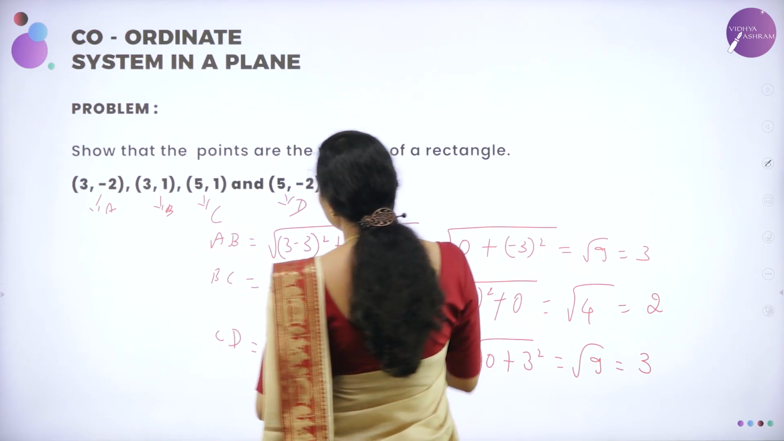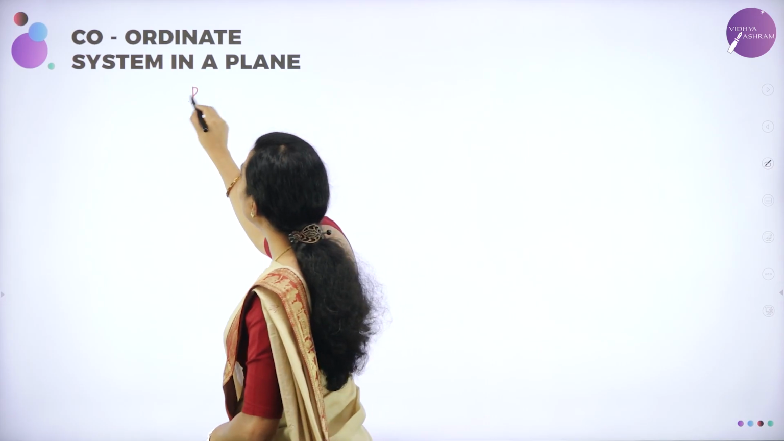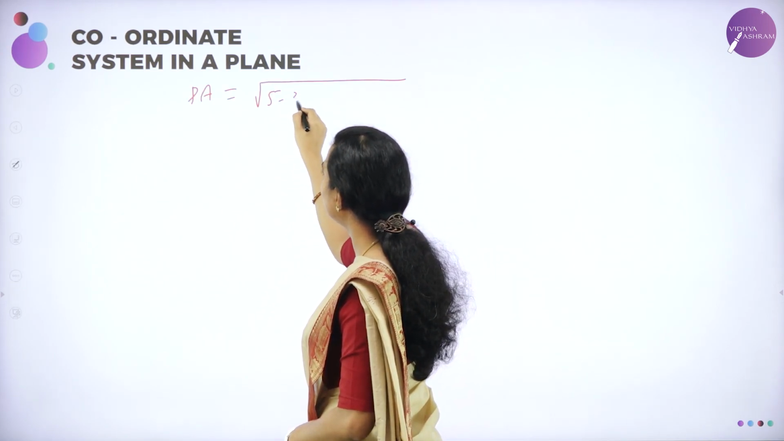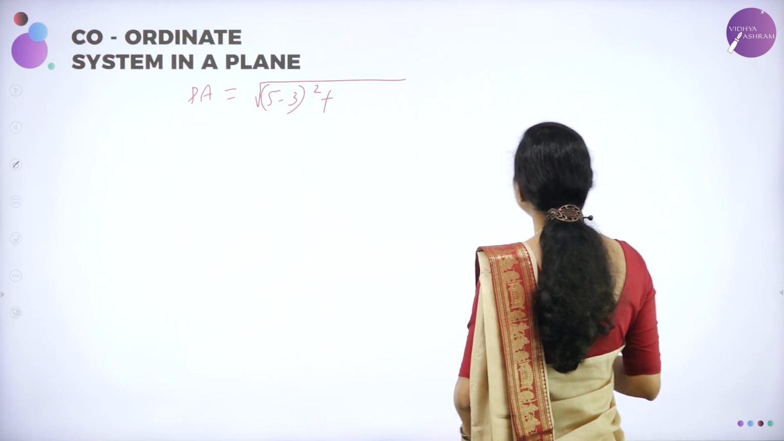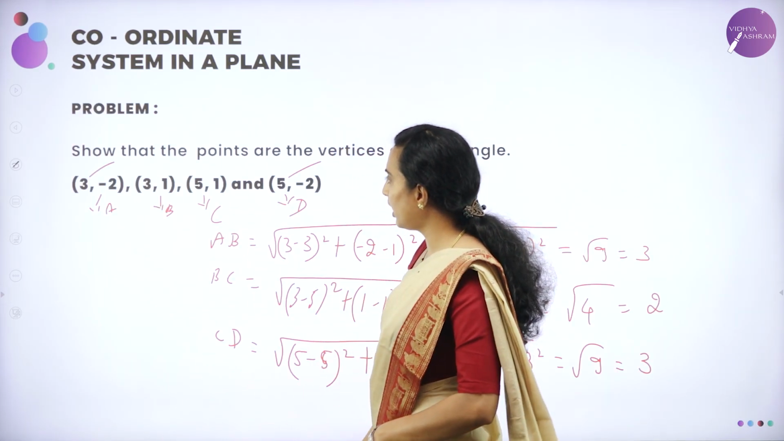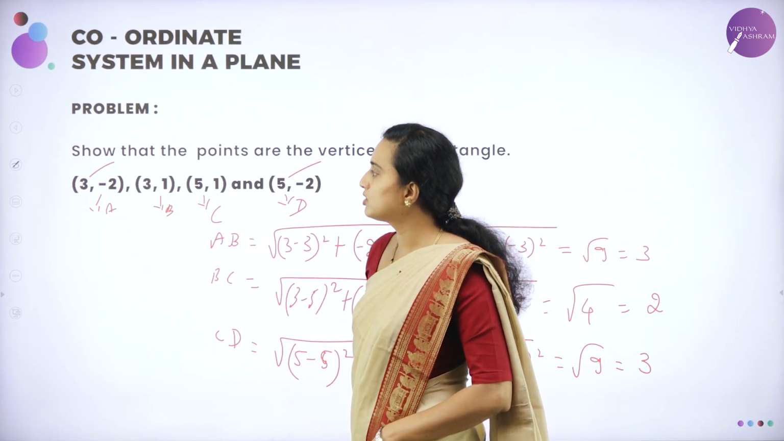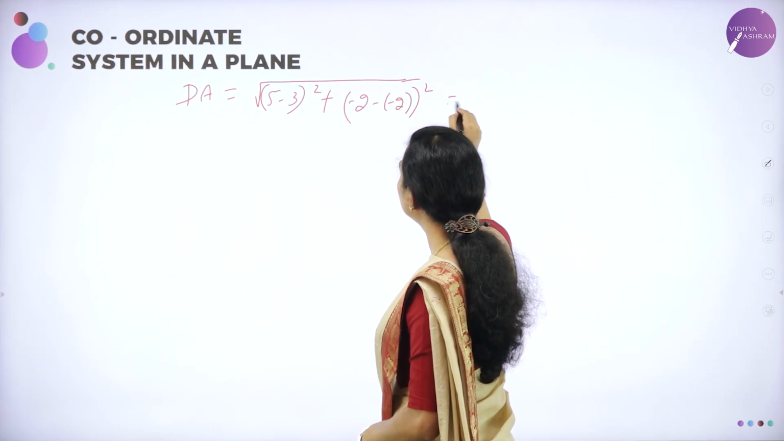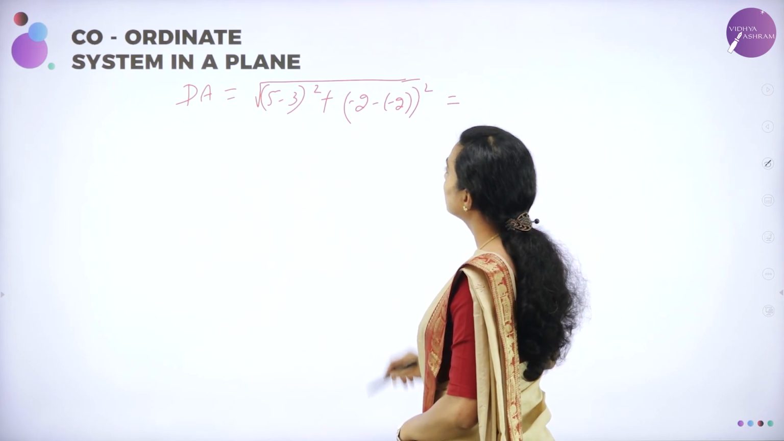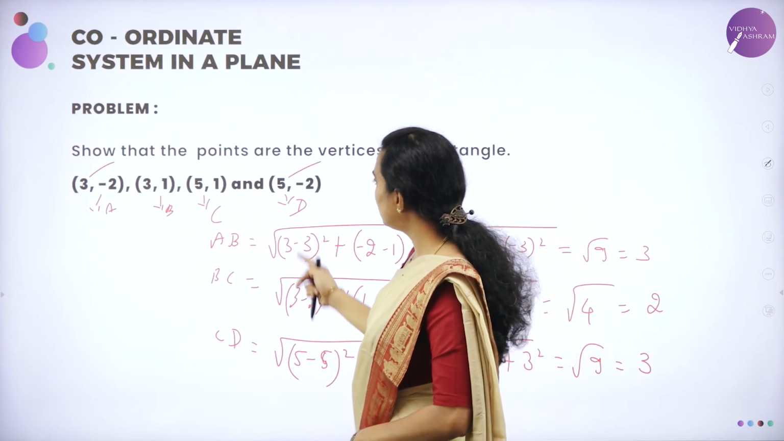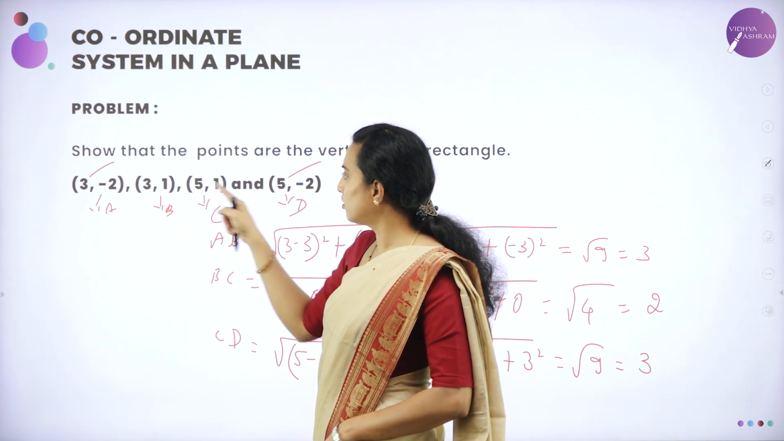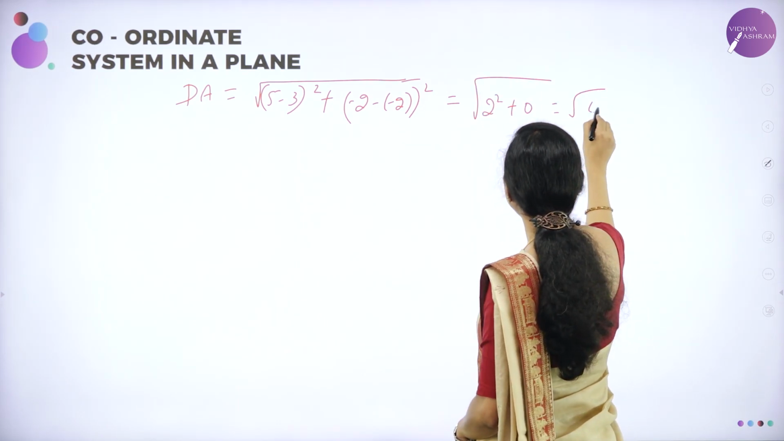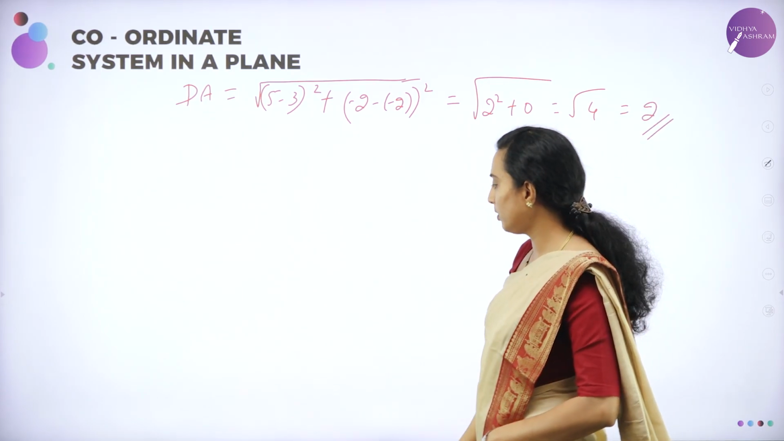Now let us find out the next, which is nothing but D and A. So DA will be equal to square root of 5 minus 3 whole square plus minus 2 minus of minus 2 whole square. So 5 minus 3 is 2, and minus 2 minus of minus 2 is 0. Correct? So square root of 2 square plus 0, which is square root of 4, which will be 2. Correct.